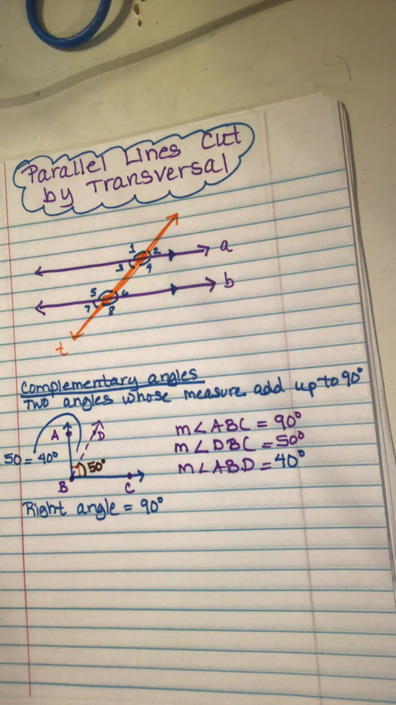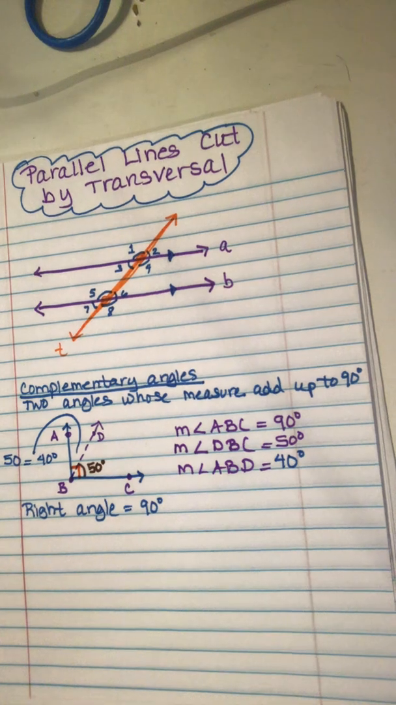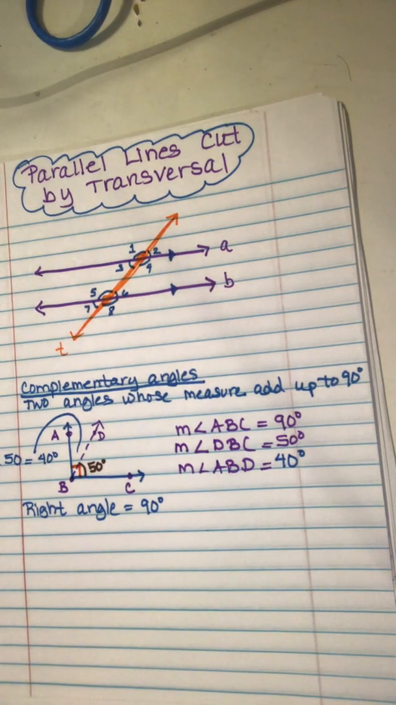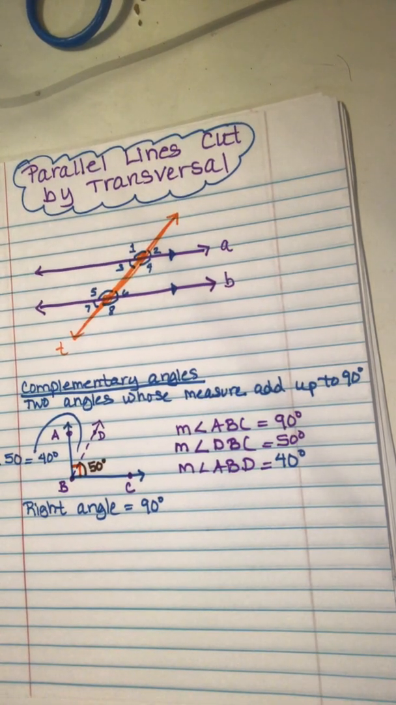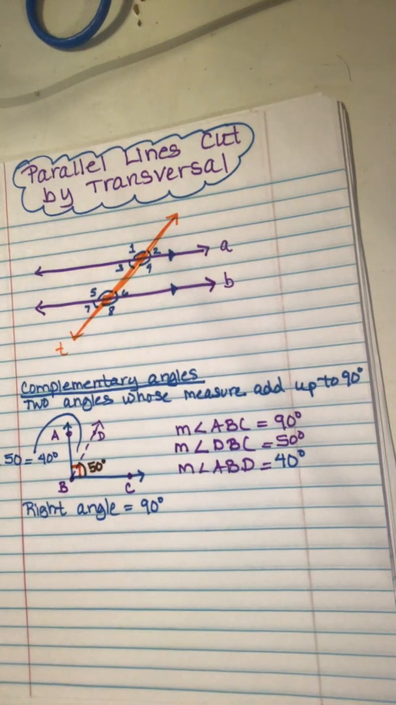So if you're looking at a 90-degree angle, which is always indicated with this symbol right here, and they intersect it with a line like this one is, and they give you the measurement of one of the angles, you can always find the other angle by subtracting the 90-degree angle from whatever angle measurement they give you.